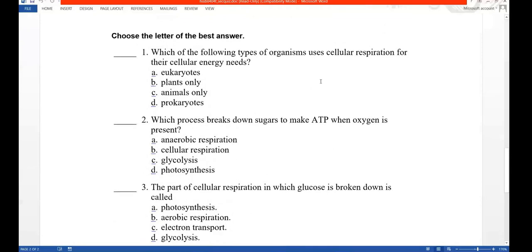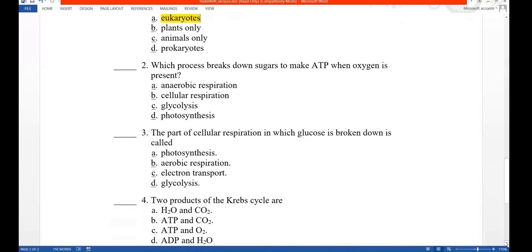Okay. Number 1. Which of the following types of organisms uses cellular respiration for their cellular energy needs? Are they eukaryotes, plants only, animals only, or prokaryotes? Eukaryotes. Yes, all the eukaryotes use cellular respiration for their energy needs. So A is the answer. Number 2, which process breaks down sugars to make ATP when oxygen is present? Is it anaerobic respiration, cellular respiration, glycolysis, or photosynthesis? Cellular respiration. B, cellular respiration. Very good.